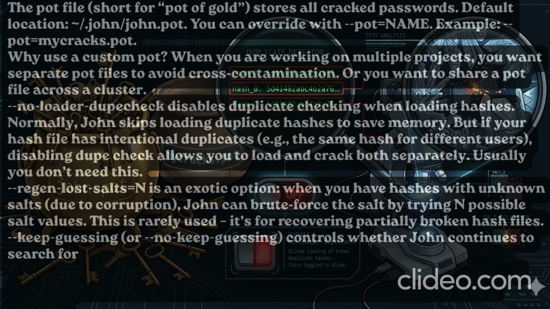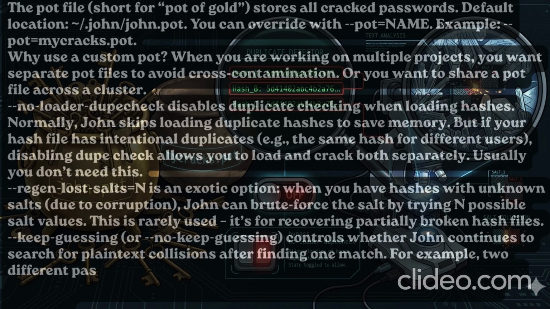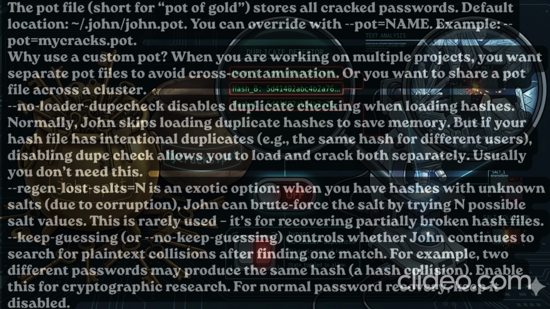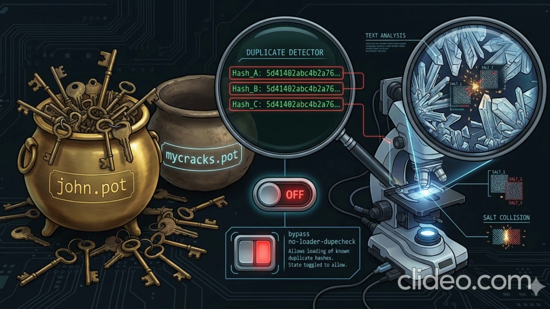--keep-guessing or --no-keep-guessing controls whether John continues to search for a plaintext collision after finding one match. For example, two different passwords may produce the same hash, a hash collision. Enable this for cryptographic research. For normal password recovery, keep it disabled.